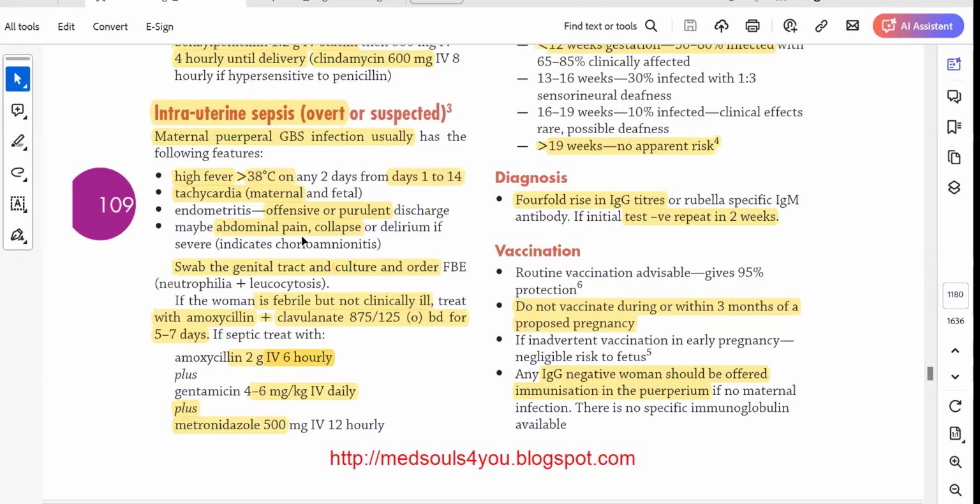So if you get a pregnant patient following delivery having PV bleeding, vaginal discharge which is foul smelling, abdominal pain and fever, you would think of puerperal sepsis or endometritis. So your next thing would be to take a swab from the genital tract, and then if the patient is not looking very unwell, then you can treat them as outpatient with amoxiclav. If patient looks septic, then you need to send them to a hospital for IV amoxicillin, gentamicin, and metronidazole.